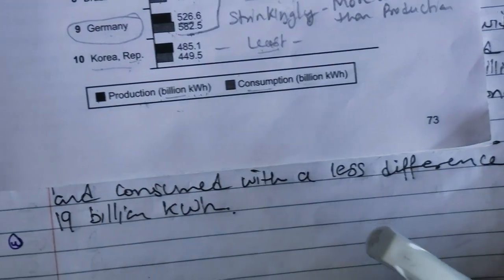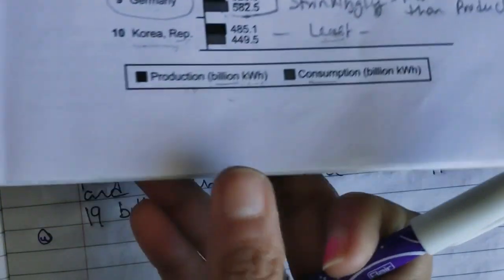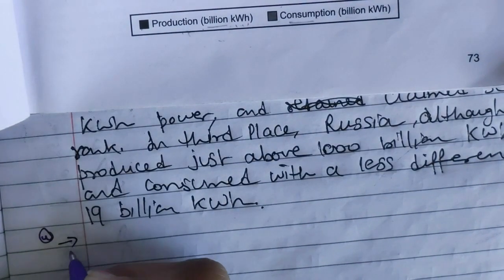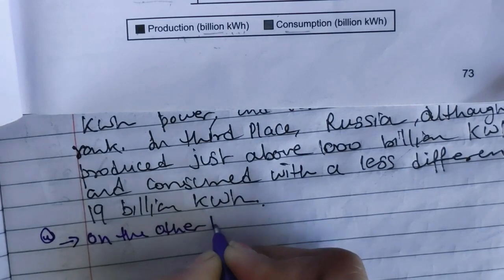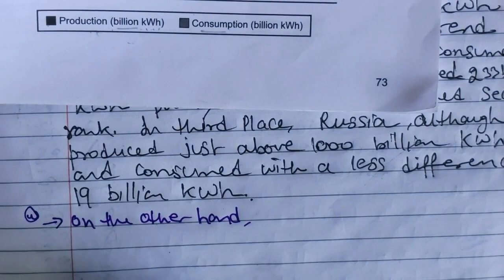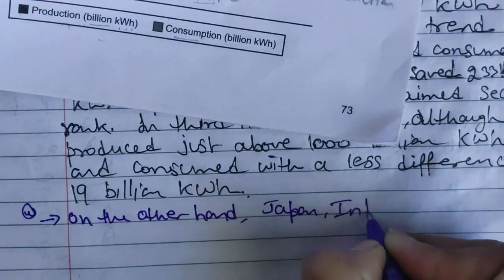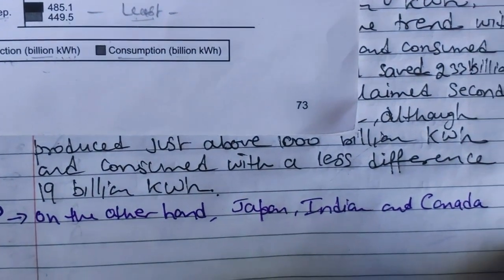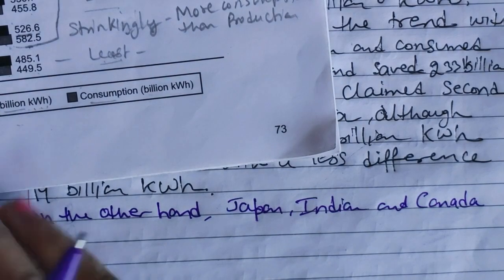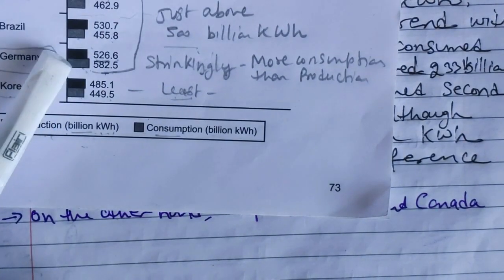Now the fourth paragraph. If you want to include these three countries, Japan, India and Canada, in this paragraph, it's your wish. Otherwise I'm going to start the fourth paragraph. Here you can start with, on the other hand, let's name the countries: Japan, India and Canada, what they are doing. No, I want to change the sentence structure now.